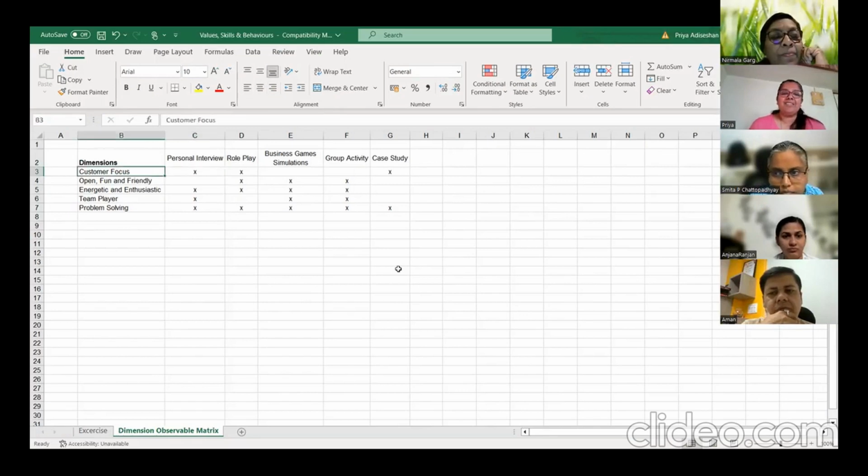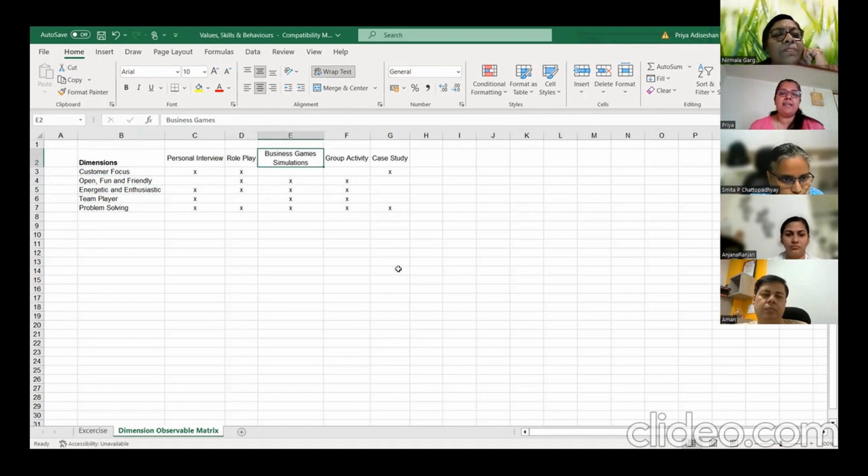Okay. Welcome. So who's going to present first? Okay, so we listed down the dimensions. We looked at each dimension to say, okay, customer focus, what are the tools we could use to assess customer focus? And similarly for each one, we looked at it, and that's how we built the tools. And then we looked at the tools to say, for example, business games and simulation, we can also assess energetic, enthusiastic, being a team player, problem solving through business games and simulation. That's how we arrived at the matrix.